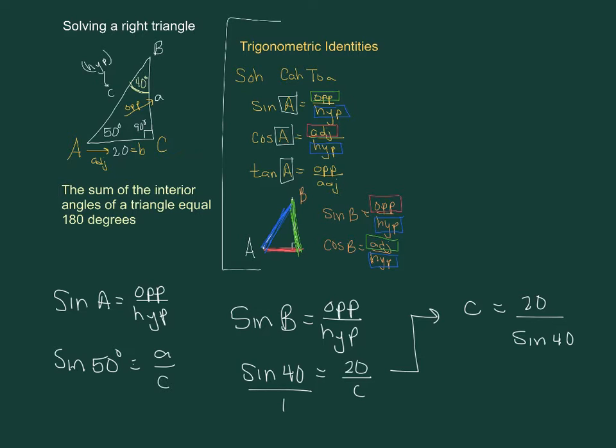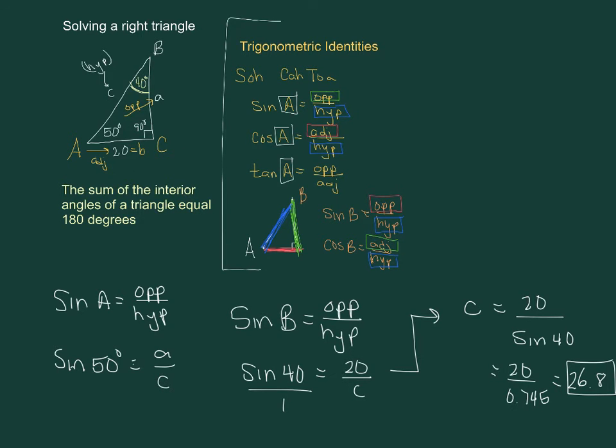At this point, you can grab your calculator, click 40 and take the sine of it. Sine of 40 is 0.745. So this is now equal to 20 over 0.745, and 20 divided by 0.745 is 26.8. You can run these numbers. So that is my hypotenuse.